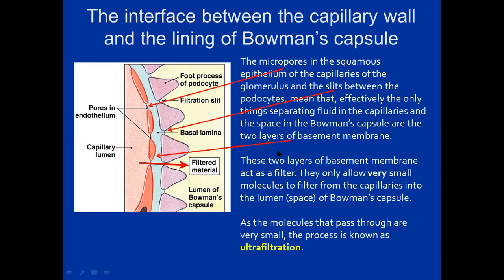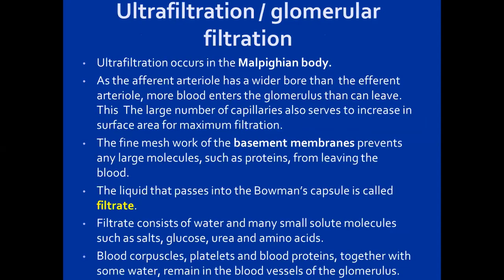So the only thing that really separates this blood liquid, I'm going back to the drawing, from the liquid of the filtrate on this side here, is really the two layers of basement membrane, because this is quite big and this slit here is also quite big. So the two layers of basement membrane act as a filter. They only allow very small molecules to filter from the capillaries into the lumen of Bowman's capsule. And because the molecules that pass through are very small, the process is called ultrafiltration, because they are ultra small. So ultrafiltration occurs in the Malpighian body.